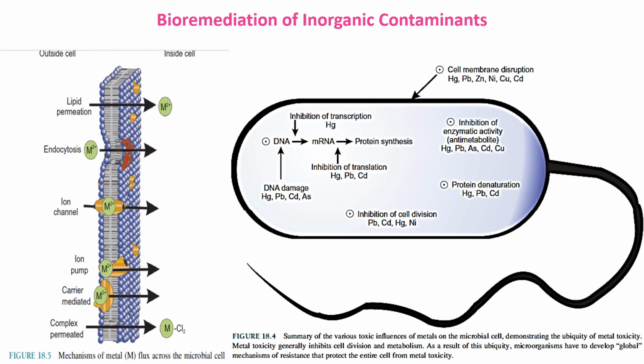Okay, so far we have discussed the different mechanisms of biodegradation, of how a microbial cell deals with organic pollutants. And now we are going to deal with how a microbial cell deals with inorganic contaminants. As we have already seen, inorganic contaminants, otherwise known as IOCs, are primarily metals.